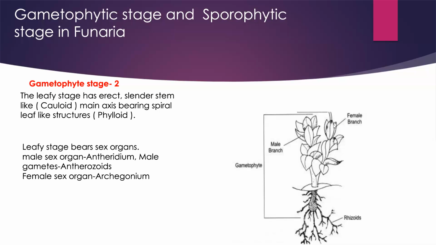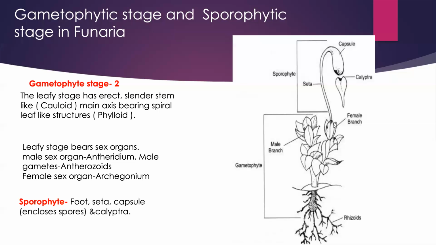After fertilization, the zygote develops, and that zygote further develops into the second phase, that is the sporophytic phase. And this sporophytic phase of Funaria has four parts.